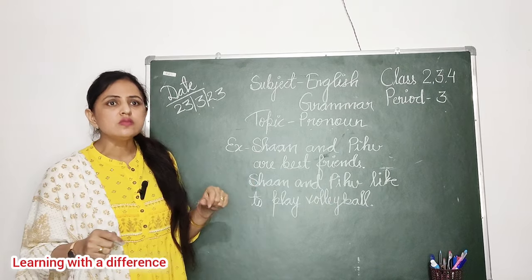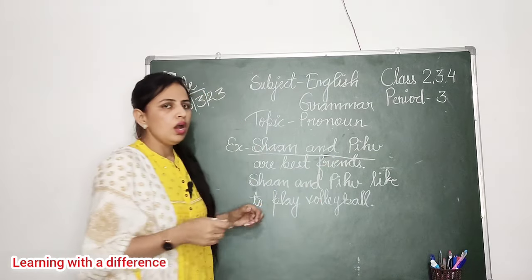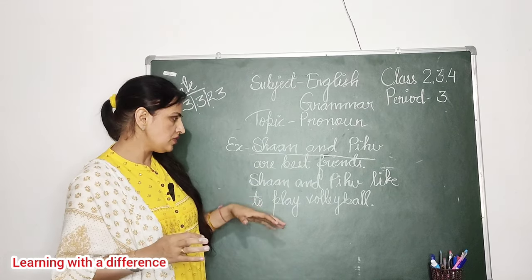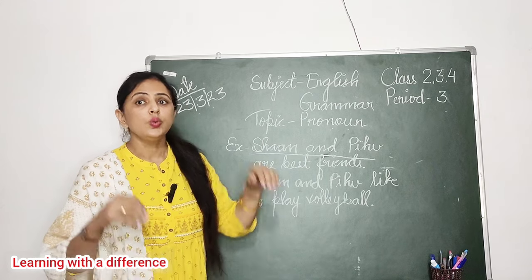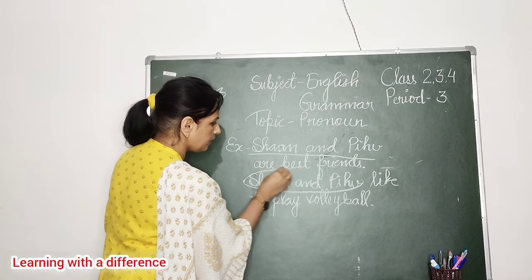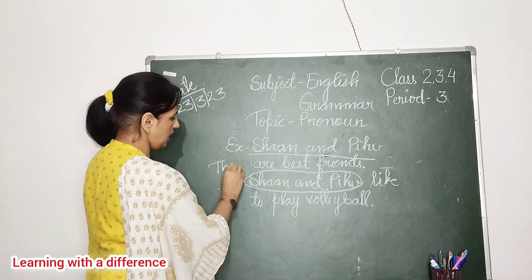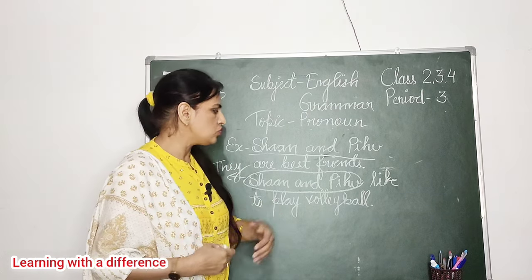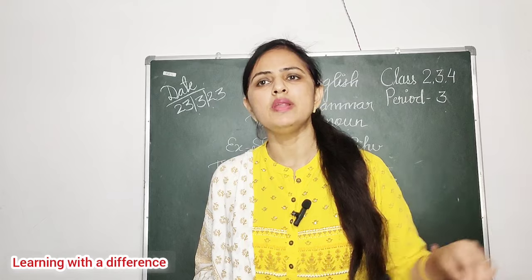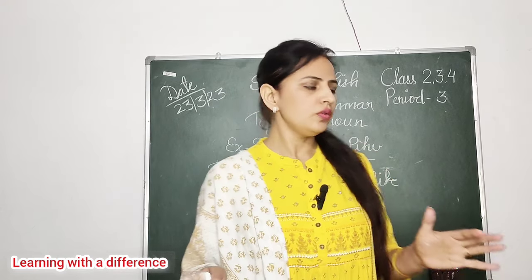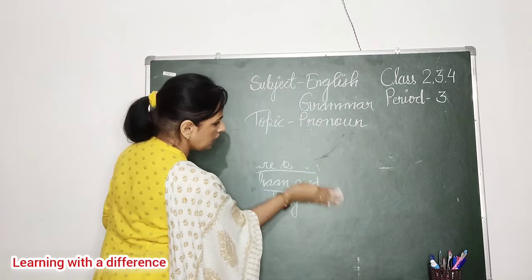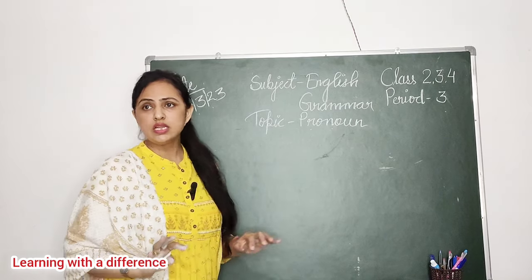What is pronoun in this sentence? Yes, Shan and Pihu. I repeated, Shan and Pihu. So, what can we use here? Shan and Pihu are best friends. Shan and Pihu like to play volleyball. So, here we can use in place of Shan and Pihu, they. Right, students? We can use here, they. Now, I will speak, they like to play volleyball. Clear? I think understood. The words which we use in place of noun are pronouns. Right? Okay. Any problem, class?